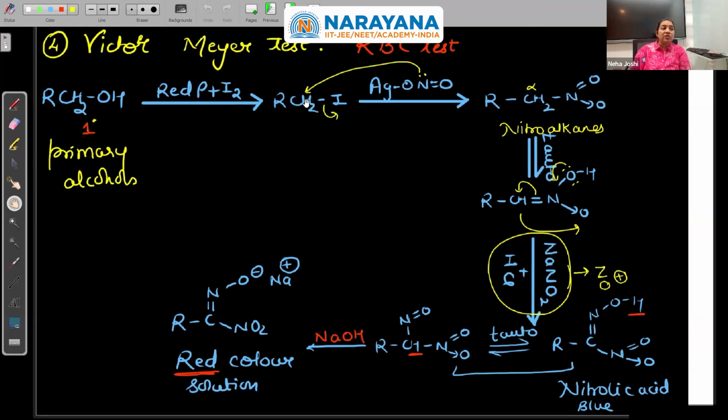Red phosphorus. So what is the sequence of reagents? First is red phosphorus and I2, which is basically last week's SN2. PI3 will be formed. You will have iodoalkane. Then AgONO, again last week, that if you use silver nitrite, you will have nitro. Now this nitroalkane will have tautomerization, right? And I will have this nitroso oximino.